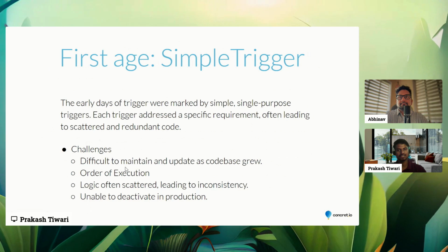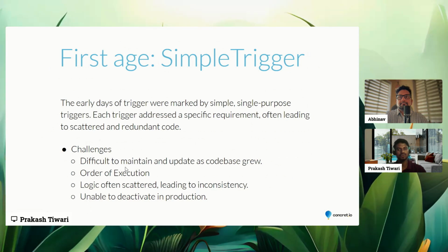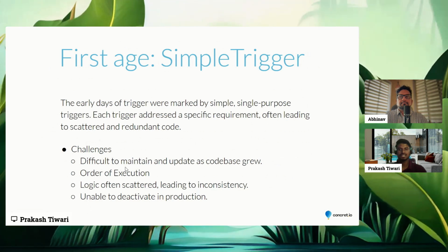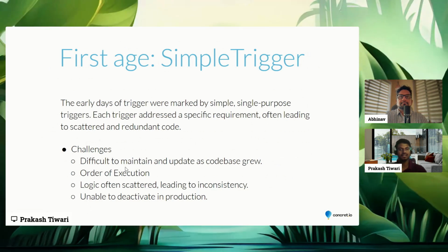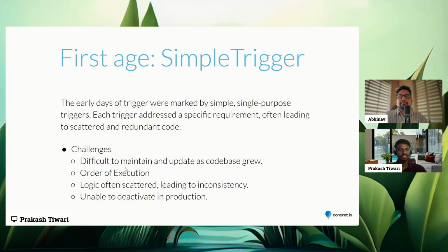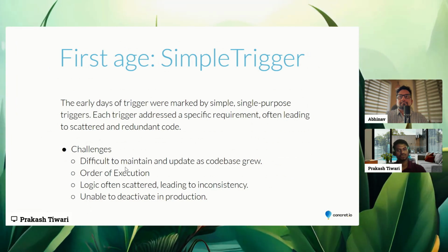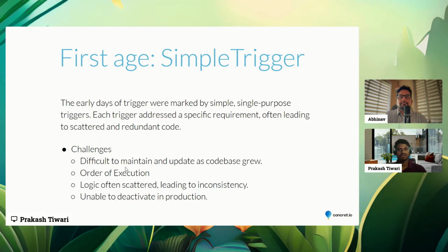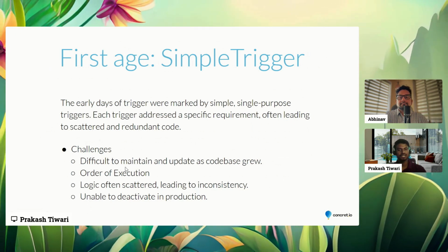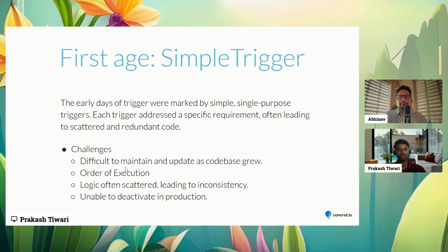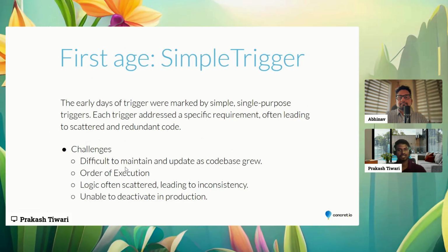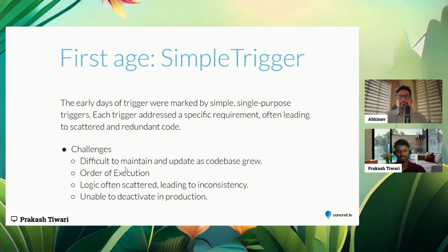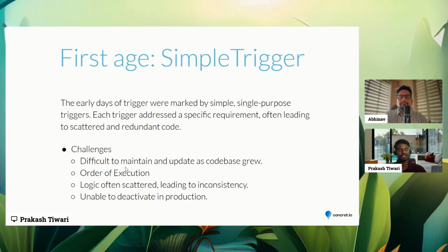So this means there is redundant code on multiple triggers on the same object. The challenge is that it is difficult to maintain and update the code base as it grows. And as we know, Salesforce has no configuration to define the order of execution for triggers. If we have multiple triggers on a particular object, there is no mechanism to define the order of execution.